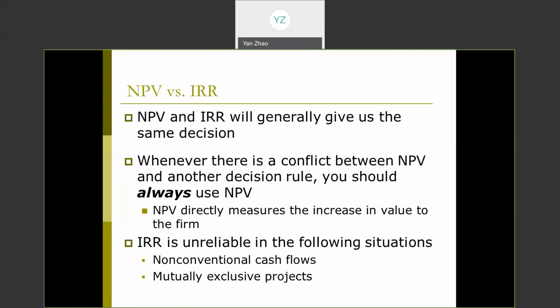And internal rate of return is unreliable when the cash flows are non-conventional, meaning the future cash flows are not always positive. Sometimes it could incur a loss in the future. In that case, you never use internal rate of return. And also, for mutually exclusive projects, you do not use internal rate of return as an investment decision.